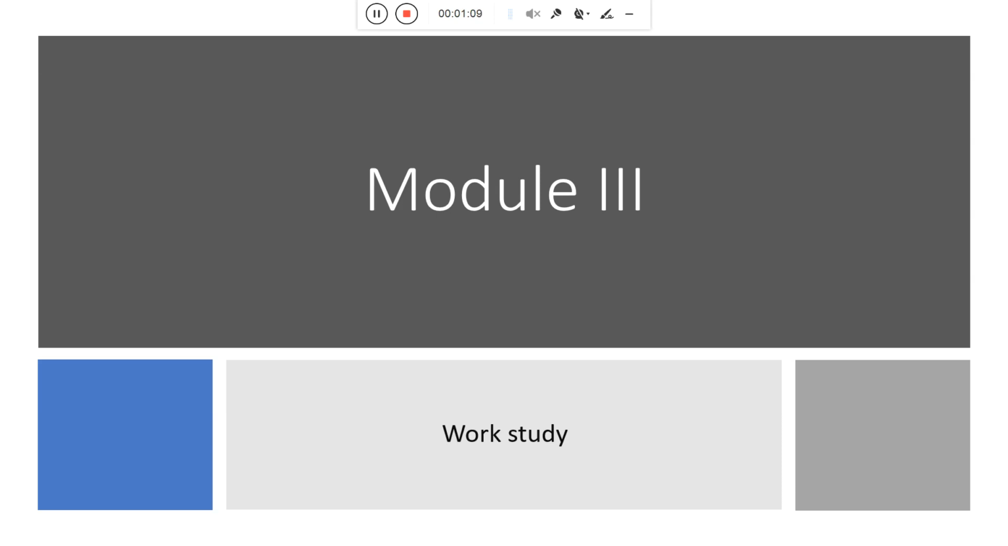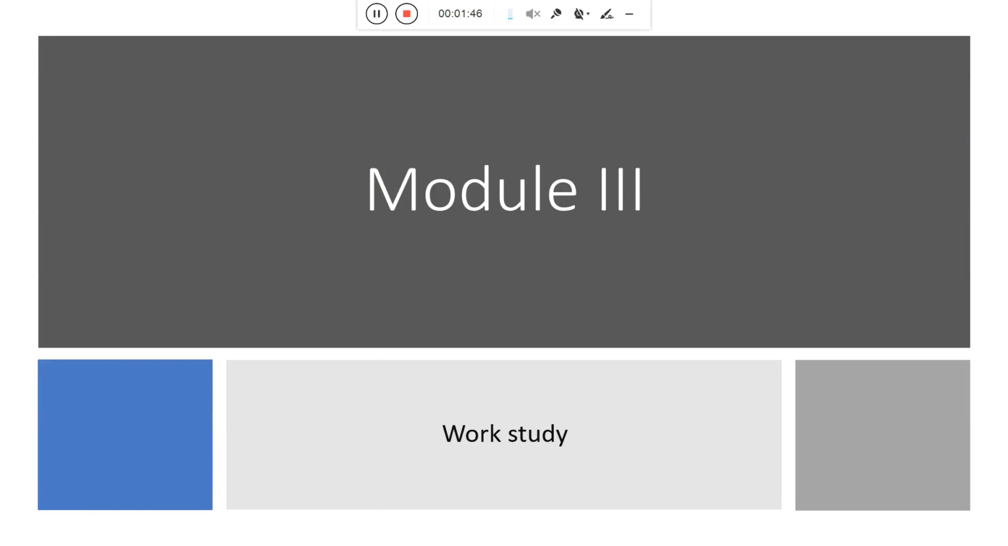Now, why is work study needed? First, what is the objective of industrial engineering? The objective of industrial engineering is to improve productivity, or improve the benefit. How do we increase the benefit of the organization by improving its productivity? We discussed how to measure productivity, but what do we need to do to improve the productivity of any organization?